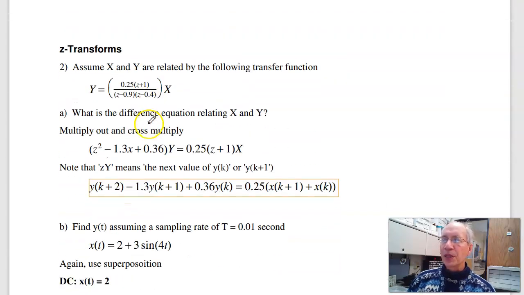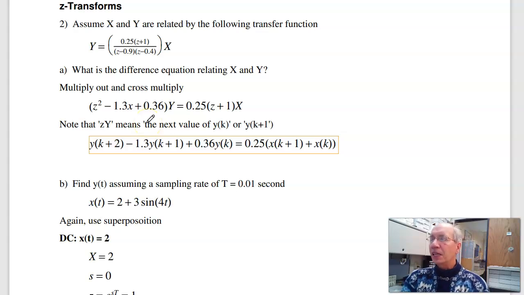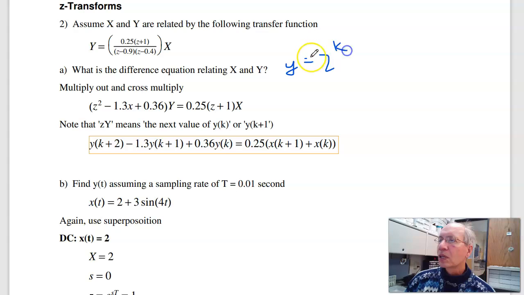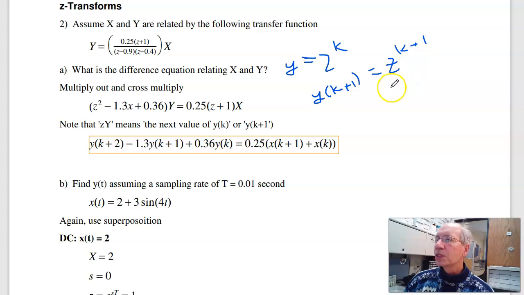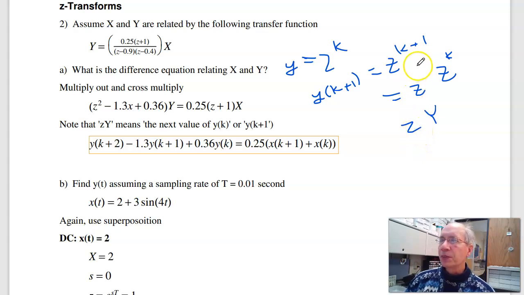Okay, that's in the Laplace domain. In the Z domain, it's really about the same thing. What the Z transform assumes is everything is in the form of z to the k. So if I go y of k plus 1, I get z to the k plus 1, which is equal to z times z to the k, which is z times y. So in the Z domain, z means next value.